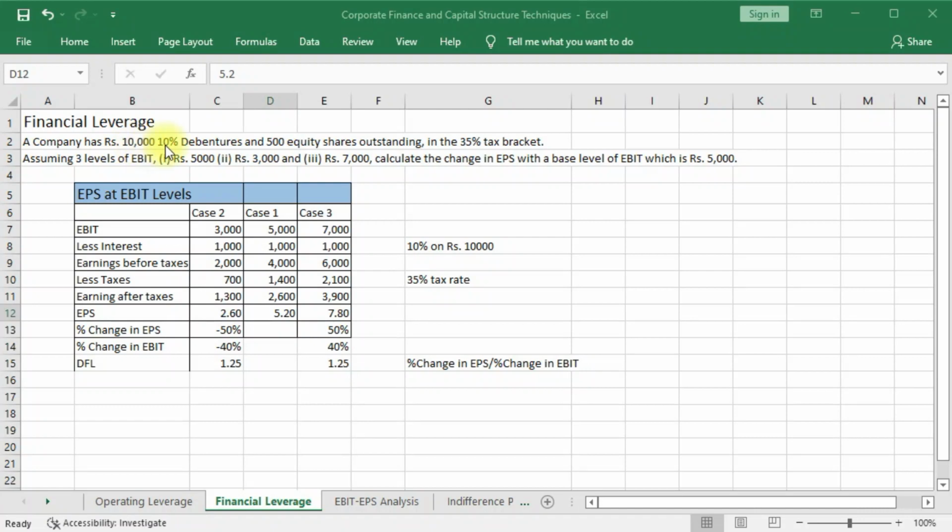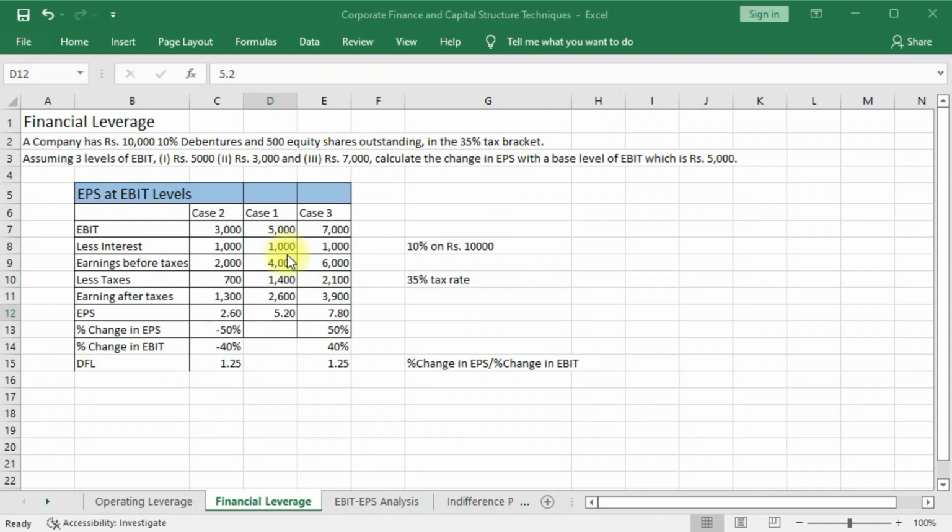We also have rupees 10,000 10% debentures. 10% is the interest on that 10,000 which we have to pay, as well as 500 equity shares outstanding in the 35% tax bracket. So we'll see how the calculations proceed. We are trying to find out EPS at the EBIT levels and also the degree of financial leverage. The base is rupees 5,000 EBIT. Now, what is the interest? Interest is 10% on rupees 10,000, which will be 1,000.